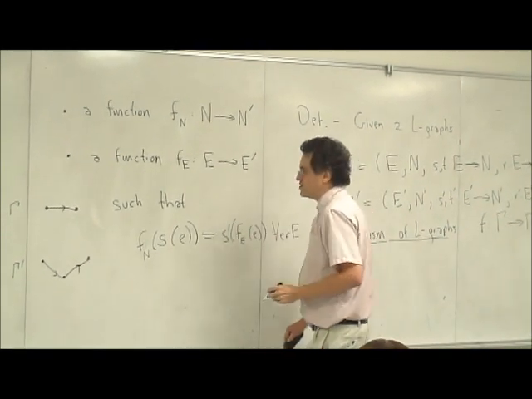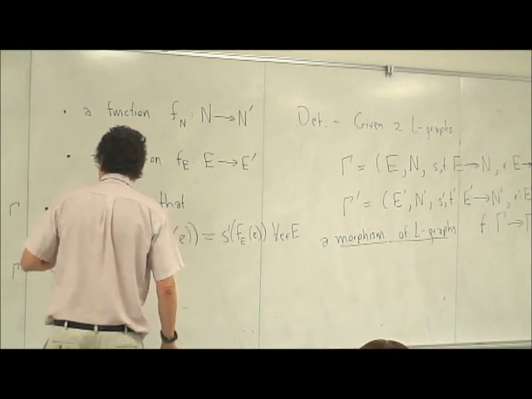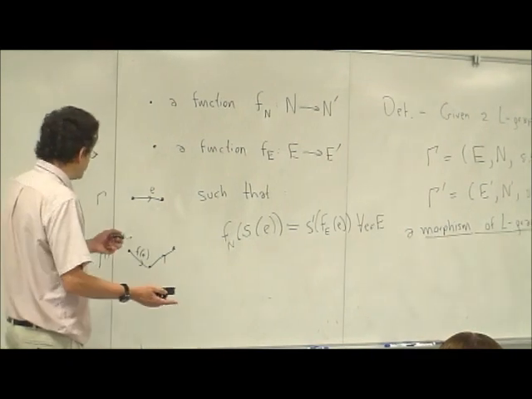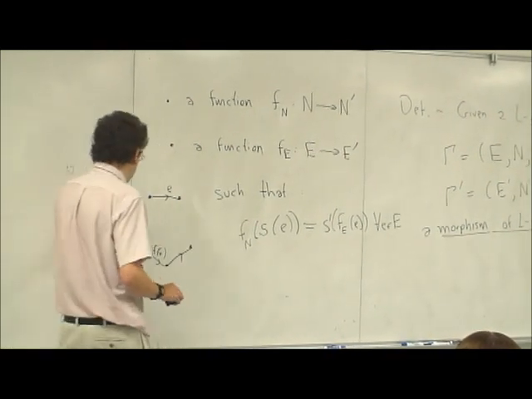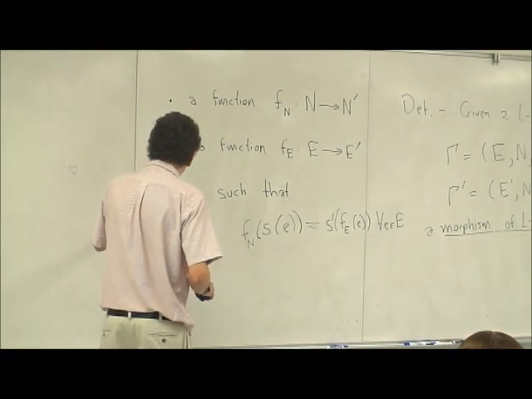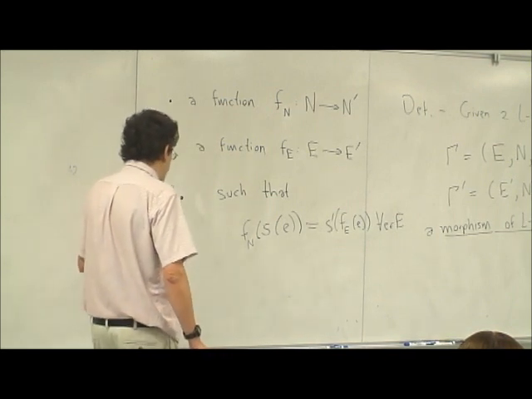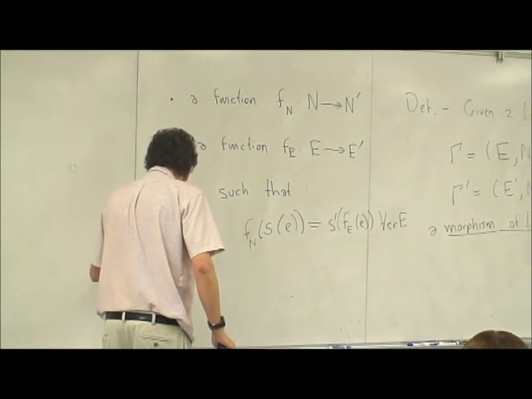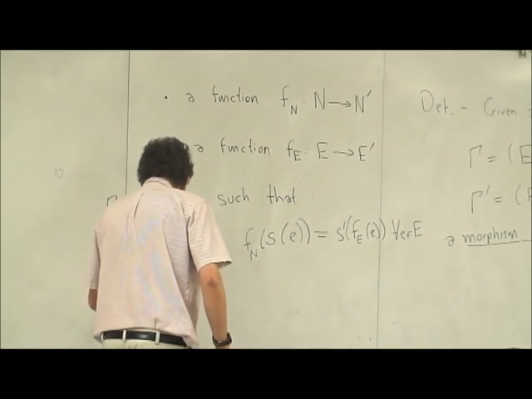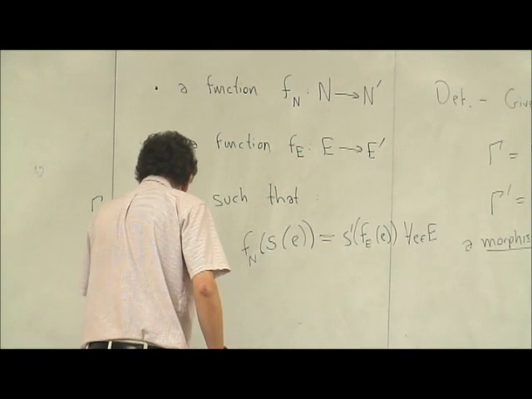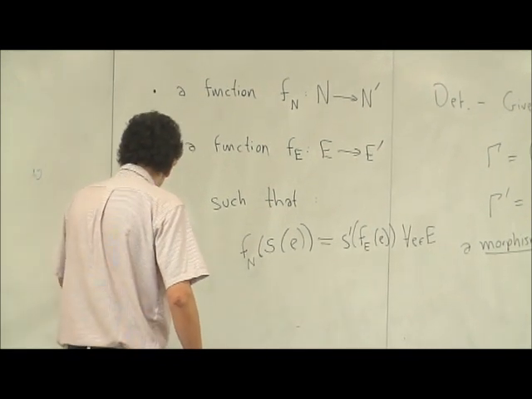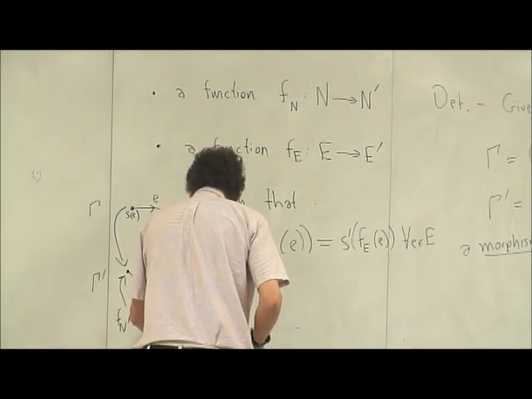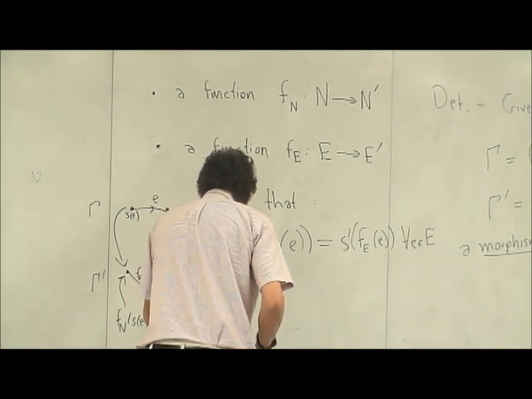Yes. So if we've got an edge here, we can hit it with our map and we get some edge over here, but it's got to be compatible with the operation of taking the source. So here's the source of that edge, and we can apply the map f sub n to that source. So zip it over to here. But that should be the same thing as taking the source of the edge, f sub e of e.